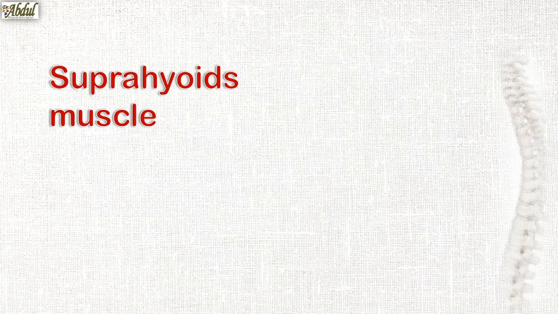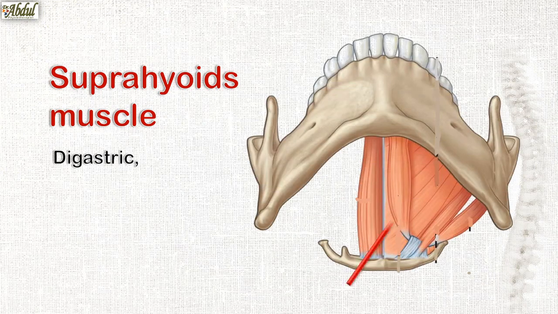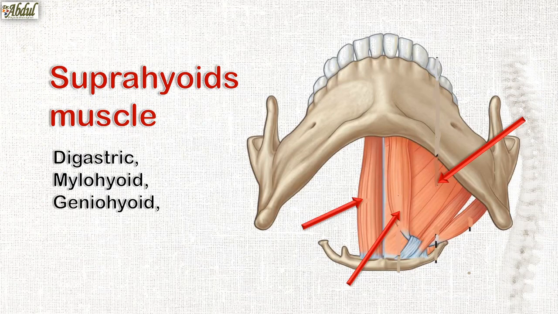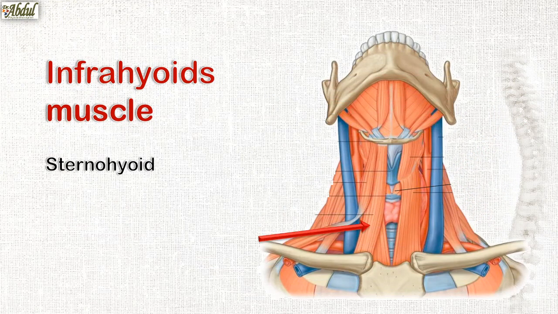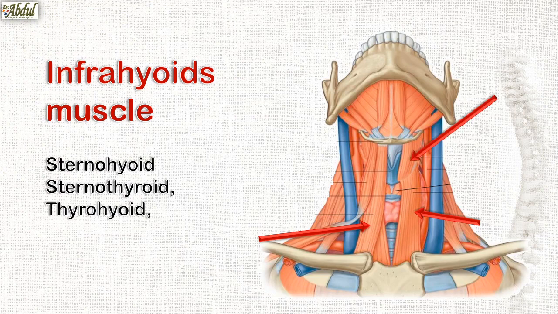Suprahyoid muscles, what are they? Let's see. Digastric muscle, mylohyoid, geniohyoid, stylohyoid. Infrahyoid muscles: sternohyoid, sternothyroid, thyrohyoid, omohyoid.